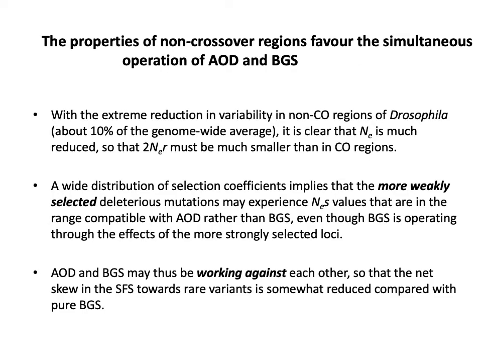With the extreme reduction in variation in non-crossover regions, it's clear that NE is going to be much reduced, so that 2NER must be much smaller than in crossover regions. If there's a wide distribution of selection coefficients, the more weakly selected deleterious mutations may experience NES values within a range compatible with AOD rather than background selection, although BGS may be operating at the more strongly selected loci in the region. AOD and BGS may thus be working against each other, so that the net skew in the site frequency spectrum towards rare variants is somewhat reduced compared with what happens with pure background selection.